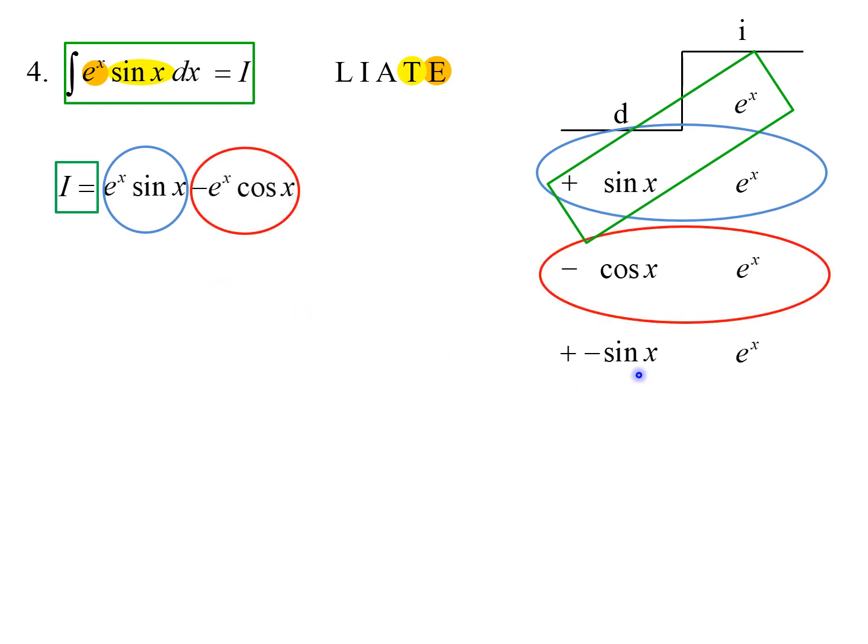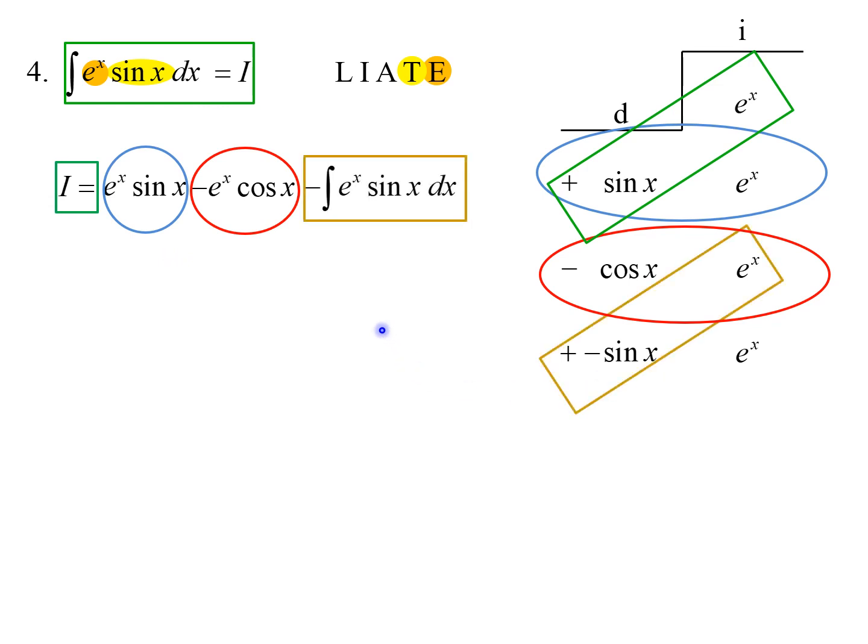Okay, so now we're down here. We're going to stop the machine. So watch what happens when I stop it. I get minus integral e to the x sine x dx. Well, doesn't that look familiar? Integral e to the x sine x dx, that's our original problem. That is what I equals. So let's replace that with an I.